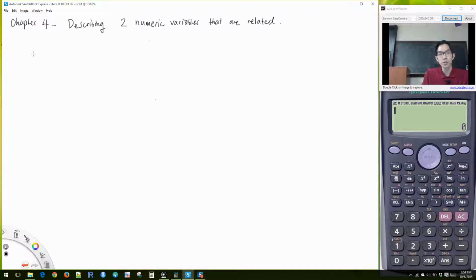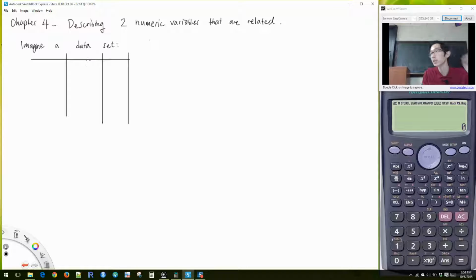Okay, and so you can imagine a data set. Each row is a case, right? And each column will be a variable. And we can collect, let's say, two numeric variables.